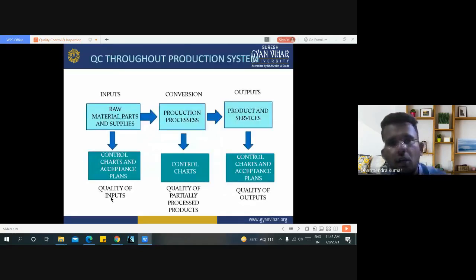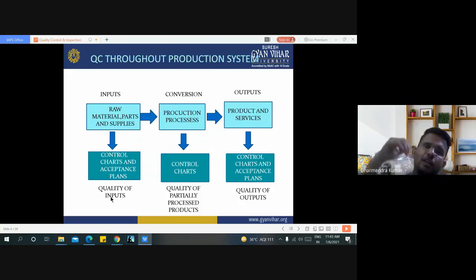This is the quality control throughout the production system, like inputs. We check the quality when material comes from any vendor or supplier, like quality of raw material, quality of parts, and quality of supplier. Then the raw material goes to the production process for conversion into our desired shape or our desired design. Here is the output of the production process, meaning our desired shape and design we get as the output.